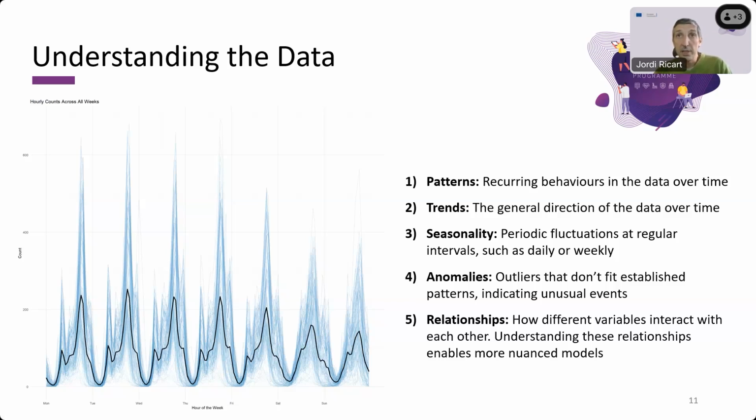Anomalies, outliers that don't fit established patterns, indicating unusual events. It's key to identify these outliers because it helps ensure the forecasts aren't skewed by one-off occurrences. And relationships, how different variables interact with each other. For example, how do weather or local events affect bike usage? Understanding those relationships enables more nuanced models.